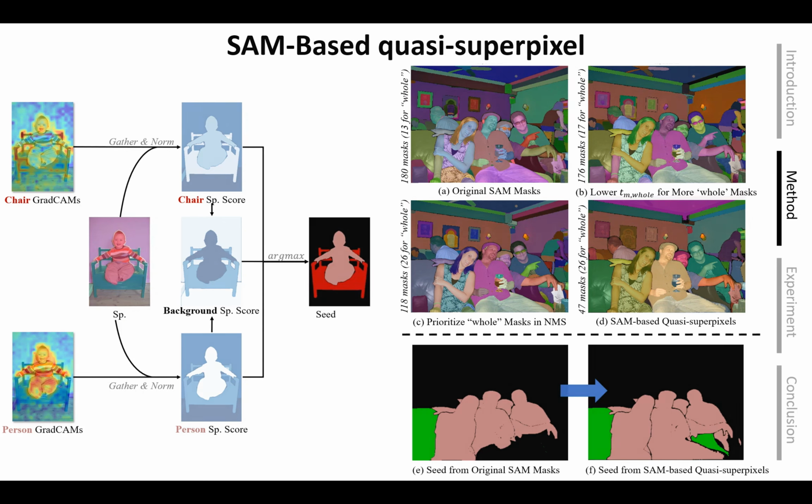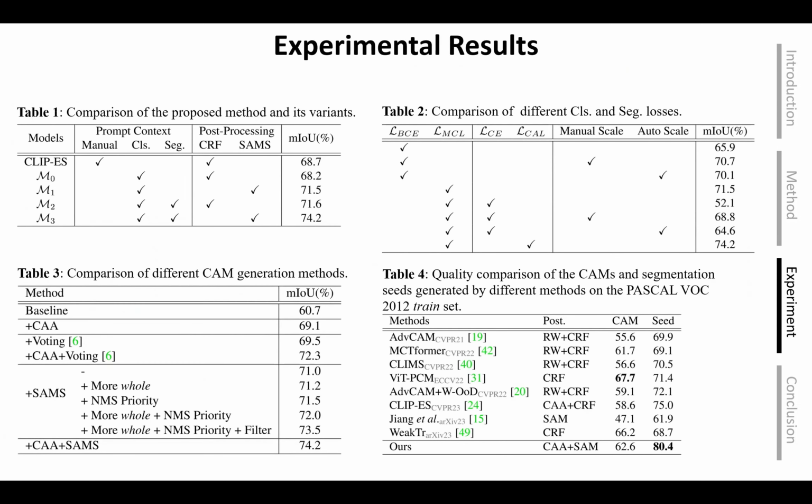Next, we will present our experimental results. Table 1 validates the effectiveness of our coarse-to-fine framework and SAM-based seeding module. Table 2 shows that our loss is superior to common choices and their variants. Table 3 validates the effectiveness of our SAM-based quasi-superpixel and also demonstrates that our method is superior to the voting strategy. Table 4 compares our seeds with other methods. Although our CAM is not optimal, thanks to the powerful SAM-based seeding module, we have achieved the best seeds.